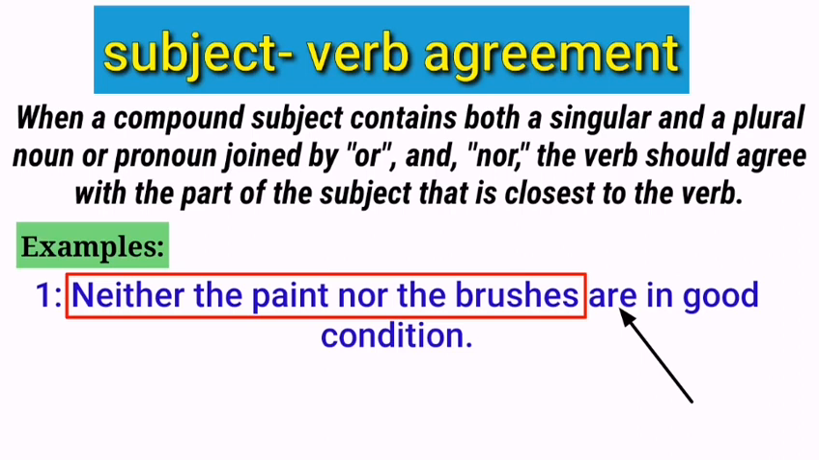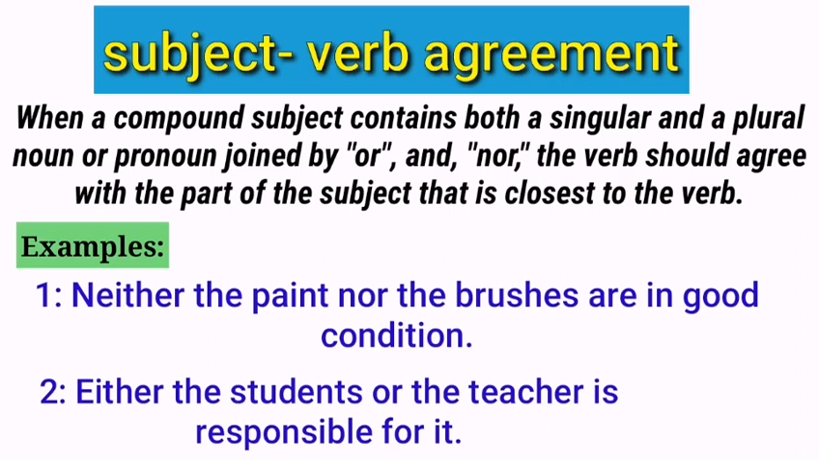Basically, the paint and the brushes are connected with the help of neither and nor. So, there are two nouns, one is paint, which is singular, and the second is brushes, which is plural, but it comes near to the verb, so that is why we have followed the rule of proximity and added the plural verb. Either the students or the teacher is responsible for it.